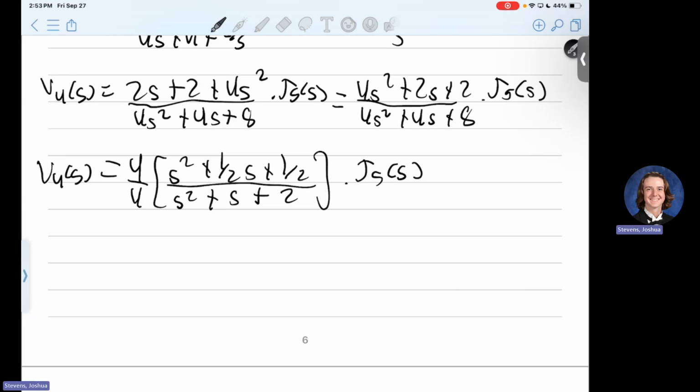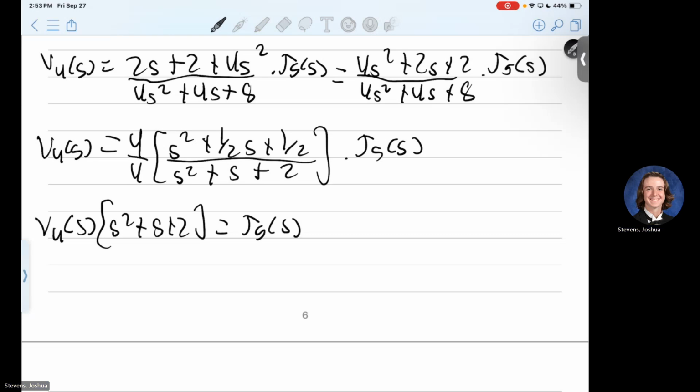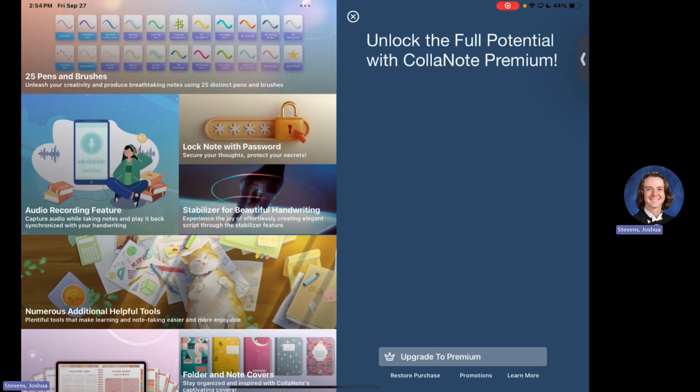I wouldn't say divide. We want to move. We want to have V4 times a lot of stuff equals JG times a lot of stuff. So therefore, we multiply the denominator over to the other side. This is exactly like, I'm pretty sure, your first problem on y'all's problem set. Okay. There we go.